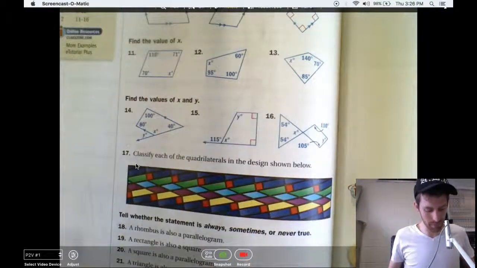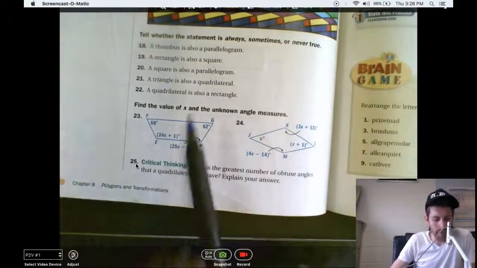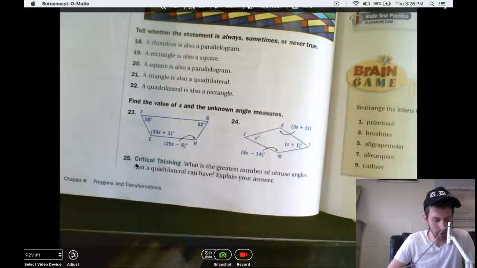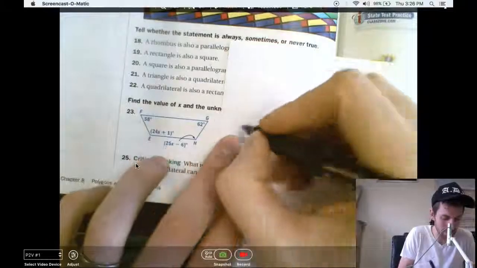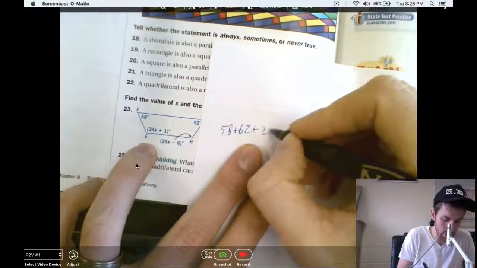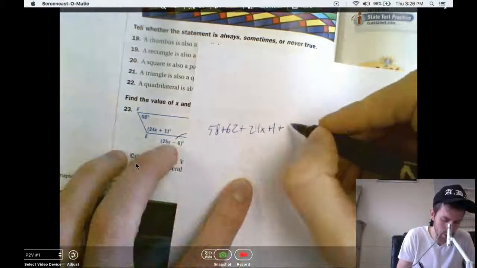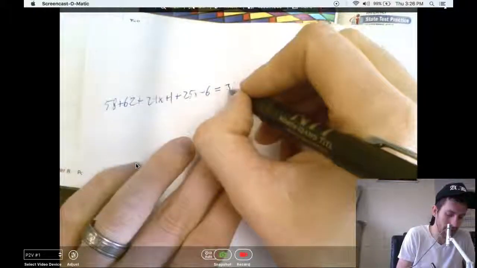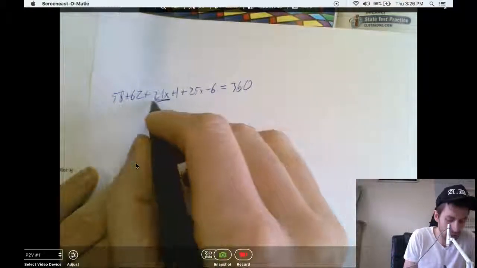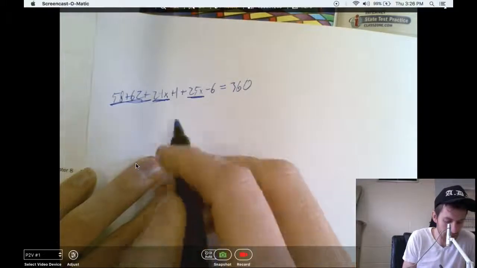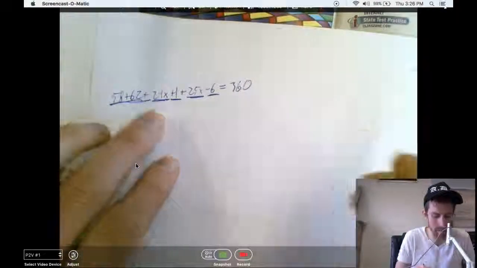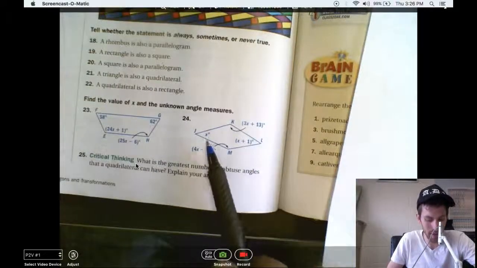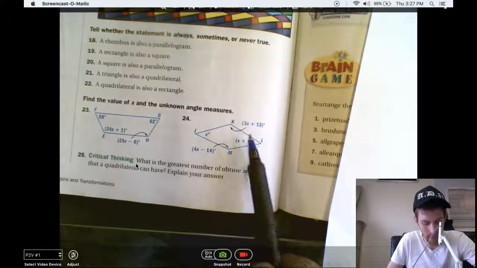And finally, down here towards the bottom, find the value of x and the unknown angle measures. So you have to figure out what x is, and what angle E is, and what angle H is. Well, you just set up a big equation here: 58 plus 62 plus 24x plus 1 plus 25x minus 6 all equals 360, because this is a quadrilateral. Combine like terms: add the 24x with the 25x, add the 58 and 62 and the 1, and subtract 6 from that. I don't think I need to go through the math here because you know how to do that. Problem 24 is kind of the same way. That plus that plus that plus that all equals 360.